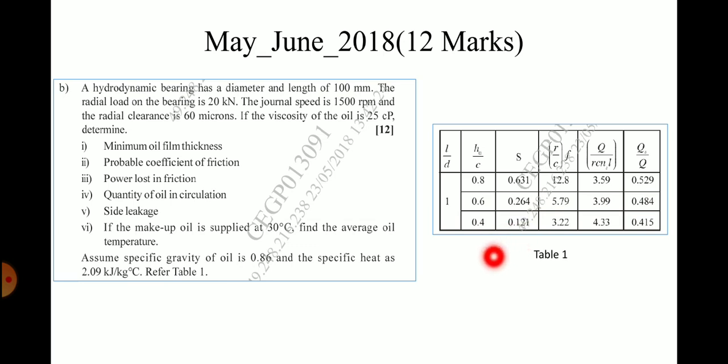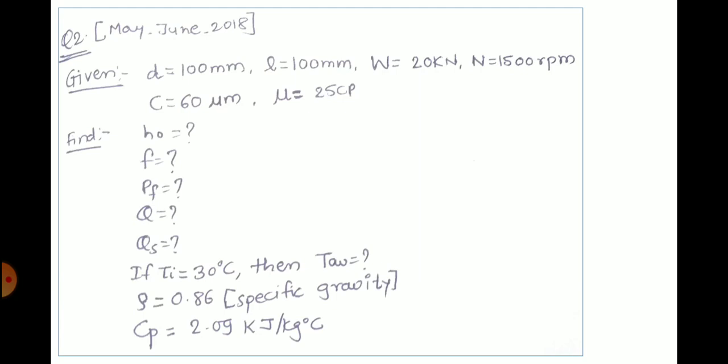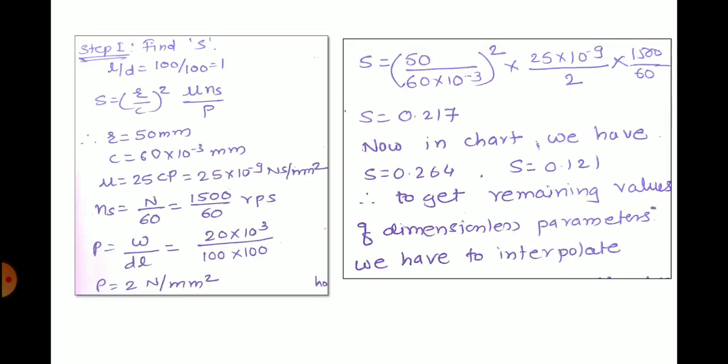So how to find out all the dimensionless numbers? That is h0 by C, R by C into F, Q upon RC Ns L, and Qs by Q for S is equal to 0.217. Okay, let us see it afterwards. Fine. For that purpose we are going to interpolate all the values. So we have to do the interpolation. I will first of all tell you what the interpolation is.